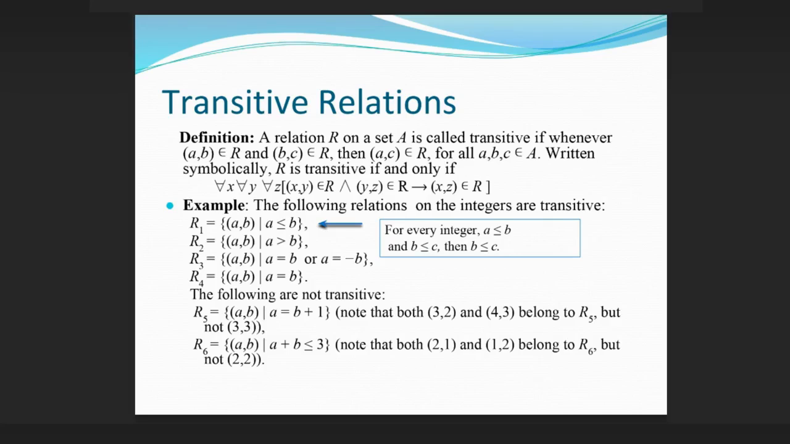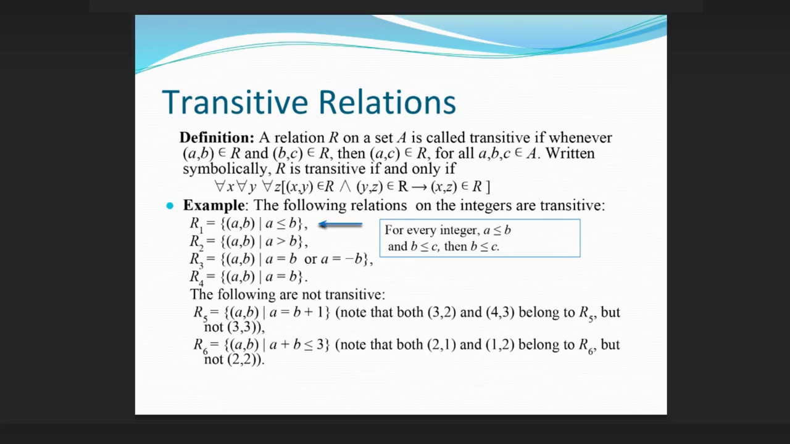Example: the following relations on the integers are transitive. R1 equals {(a,b) | a ≤ b}. R2 equals {(a,b) | a > b}. R3 equals {(a,b) | a = b or a = −b}. R4 equals {(a,b) | a = b}.